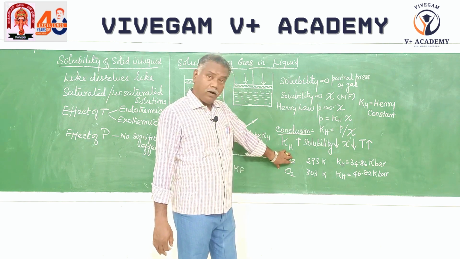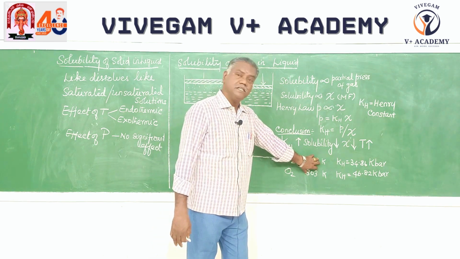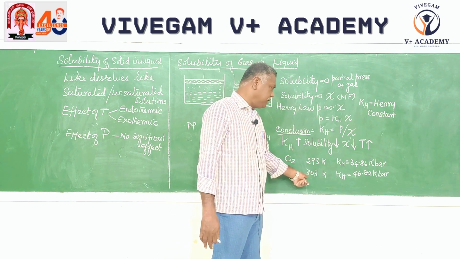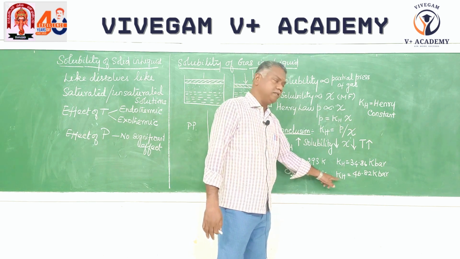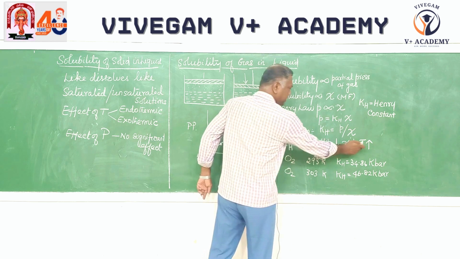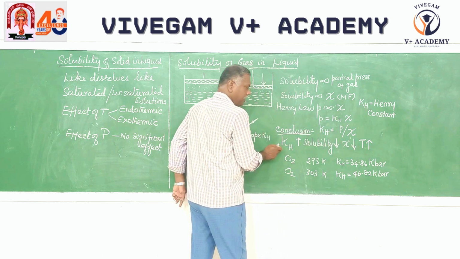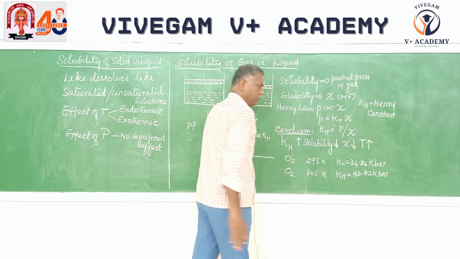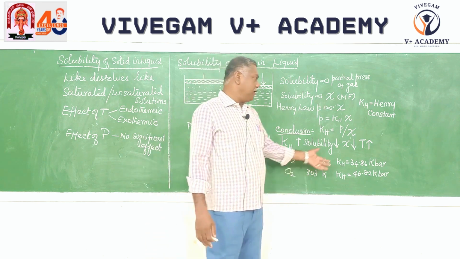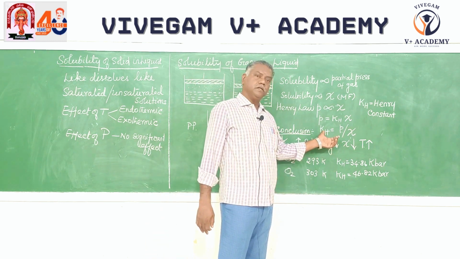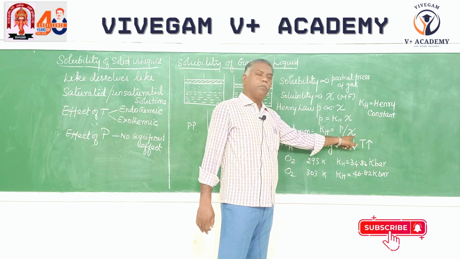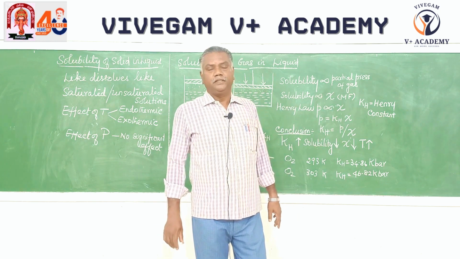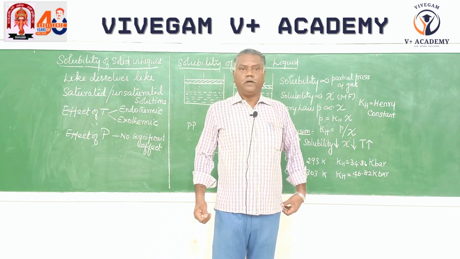Okay, so oxygen is the same one, but temperature is varying. Temperature is different. As the temperature increases, kH value also increases. See the relation, temperature increases, kH increases. And when kH is increasing, solubility and mole fraction come down, because in this relation, Henry's constant kH and mole fraction are inversely proportional to each other. That is the reason. Okay, I hope that you have understood the concept.